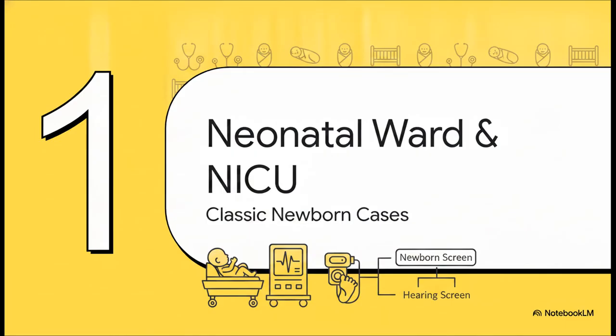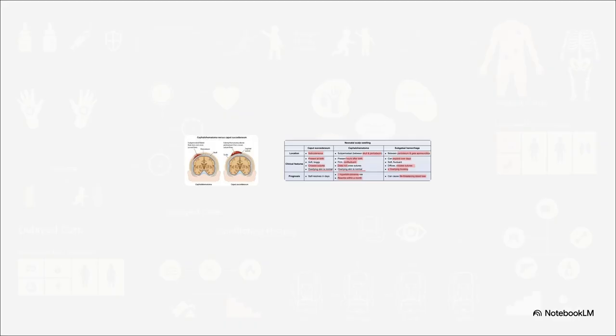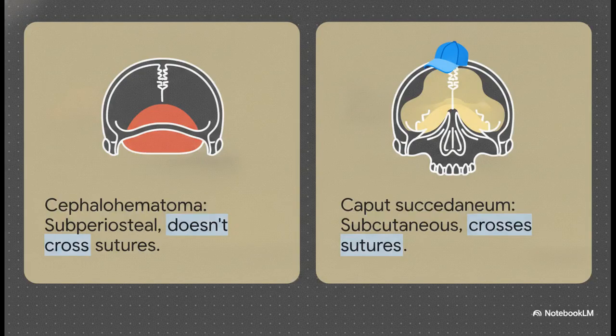We're kicking off morning rounds with those classic newborn presentations that you absolutely have to be able to tell apart in a split second. Okay, here's a classic attending pimp question for you. What's the diagnosis for a newborn who has a fluctuant scalp swelling that crosses the suture lines? When you're evaluating a post-delivery scalp swelling, visualizing the exact anatomical boundaries is literally the only way to keep them straight on test day. The absolute make or break detail here is the periosteum.